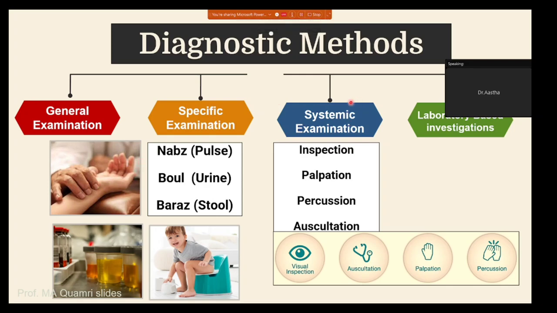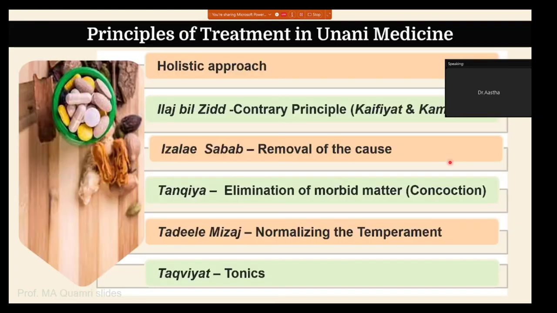And beyond this, for systemic examination, like conventional science people, we too follow inspection, palpation, percussion and auscultation. And today, to validate the classical diagnostic methods with conventional science, we rely on conventional laboratory investigations, that is biochemistry and pathology, which includes microbiological examinations also.